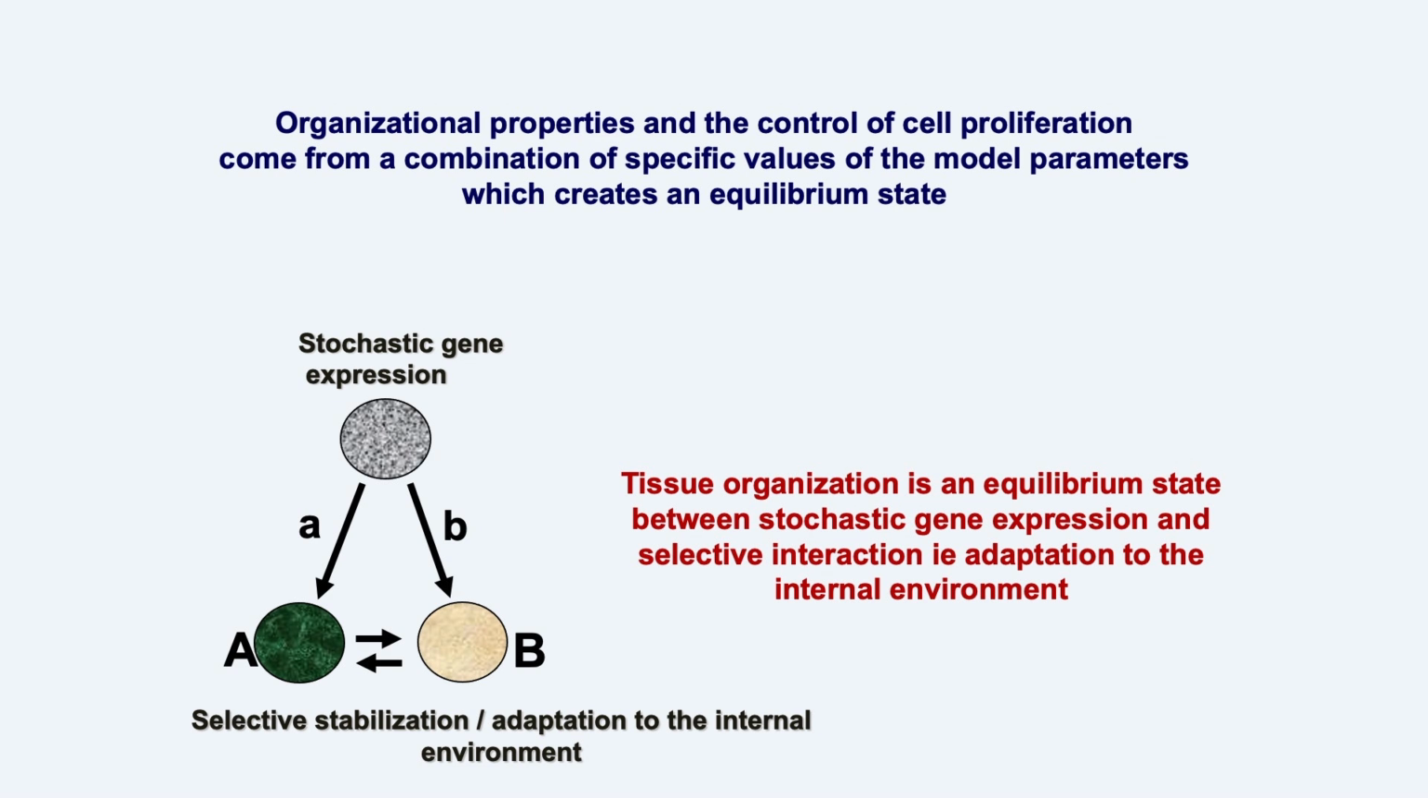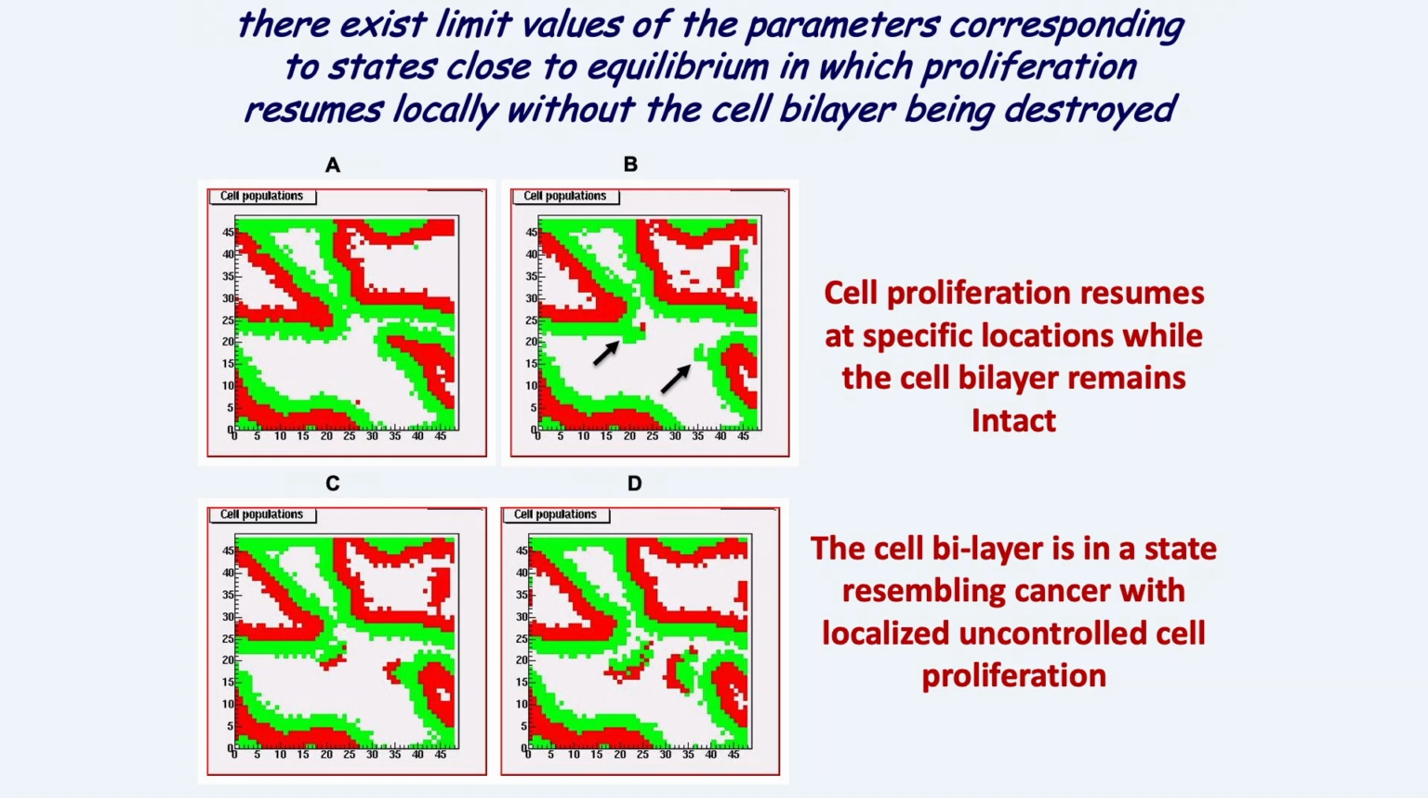Therefore, tissue organization is an equilibrium state between stochastic gene expression and the selective stabilization of these cells in the context of this model. So in this experiment that I have just shown you, we had drastically altered the values of the parameters. We next proceeded to much smaller changes, to slight deviations in the values of these parameters. And we found limit values corresponding to states close to equilibrium in which the proliferation of cells resumes locally at specific positions without the overall structure of the cell bilayer of the worm being destroyed.